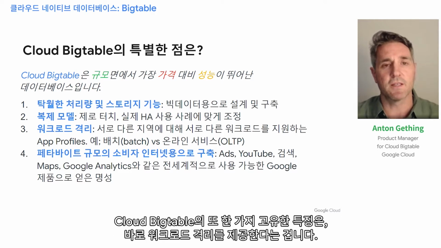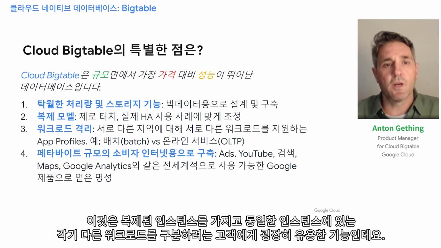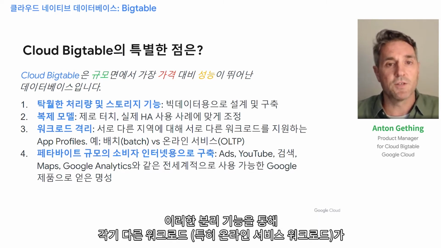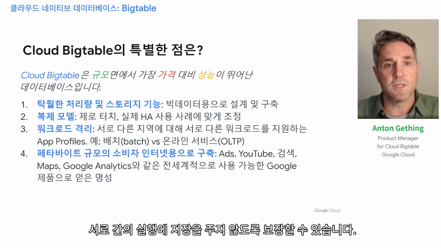Another unique factor is that Bigtable provides workload isolation. This is incredibly useful for customers with replicated instances who would like to separate out different workloads on the same instance. For example, you may have batch serving, while in another instance, another cluster, you may want to provide serving path applications. And with this separation, you can ensure that different workloads don't disrupt each other, particularly serving path workloads.